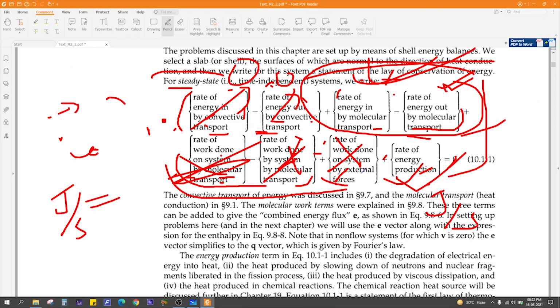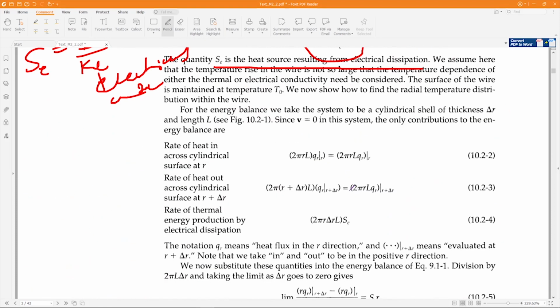If you see here, the rate of heat in across the cylindrical surface at r is 2 pi r l, the area, into the flux in the direction of r, QR, at the surface r. So this is in, and out is the rate of heat out across the cylindrical surface at r plus delta r. So this is QR at r plus delta r, and you have taken the approximation r plus delta r as r, because delta r is very, very small.